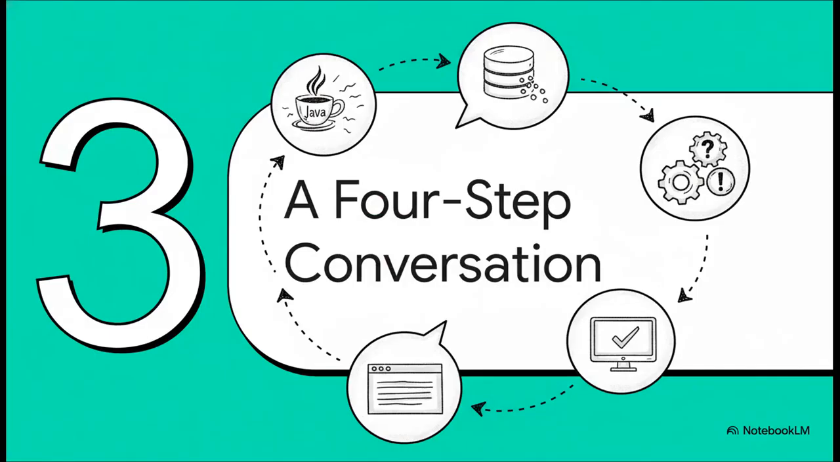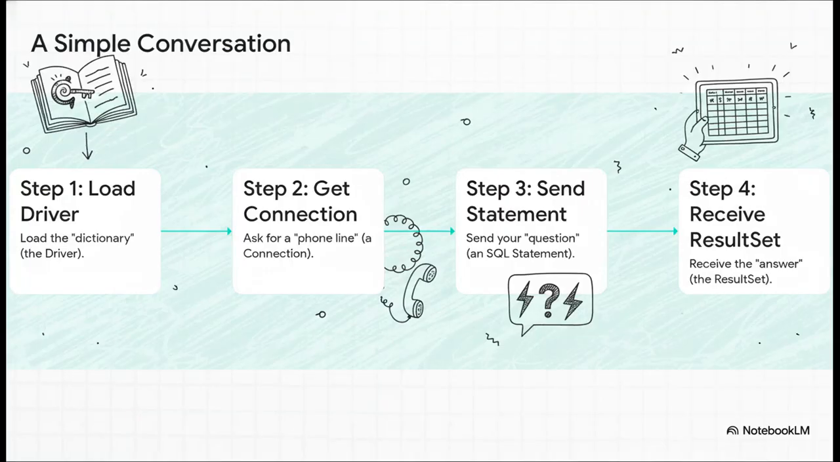And that's your answer. So when you put all these pieces together, interacting with the database using JDBC isn't some scary, complex process. It's really just a very logical, four-step conversation. Let's walk through it. Okay, step 1. Your application loads the right dictionary. That's the specific driver for your database. Step 2. It asks the driver manager to use that driver to establish a phone line, which is our connection. Step 3. It uses that connection to send its question as an SQL command. And finally, step 4. It gets the answer back in an object called a result set, which holds all the data it asked for. Simple as that.